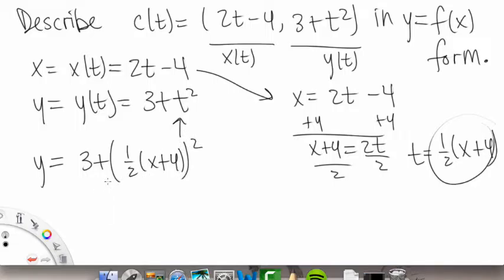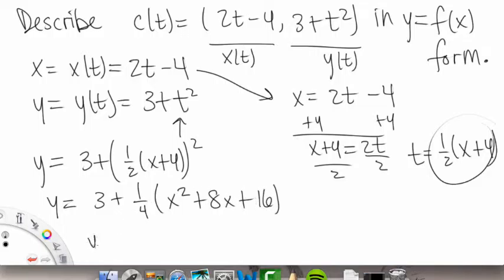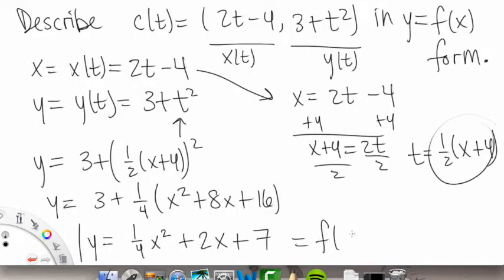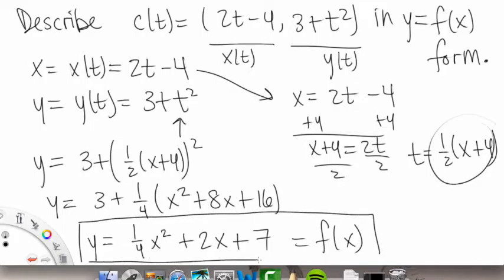Now let's simplify a little bit, and we'll solve for y. So y is going to equal 3 plus 1/4, and then inside that foils out into x squared plus 8x plus 16. Then we'll just continue simplifying. So we get 1/4 x squared plus 2x plus, and this would be 4 plus 3, so that is a 7. This is actually our f of x. Y is a function of x. And see how we eliminated that parameter t from the equation.